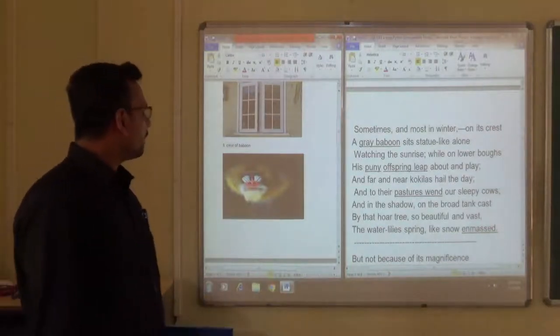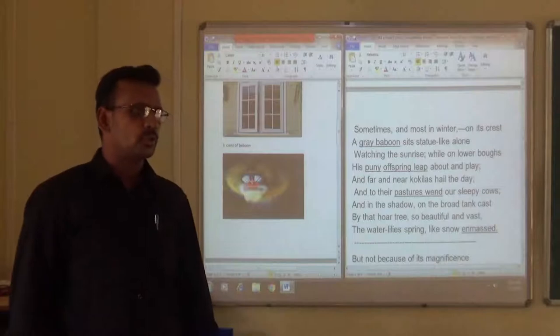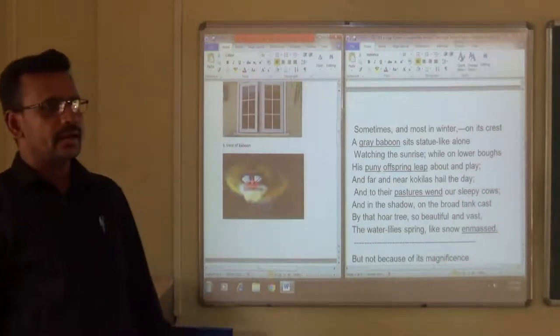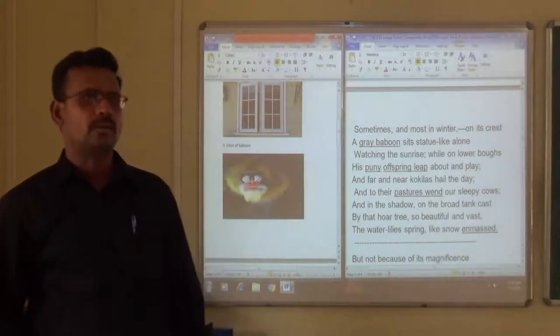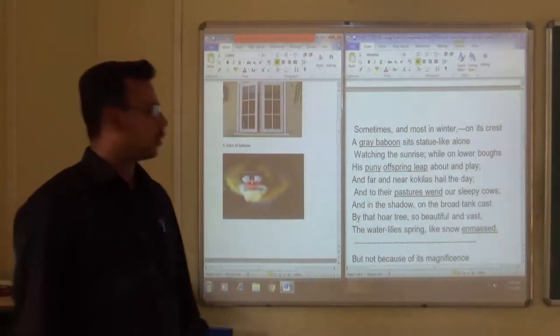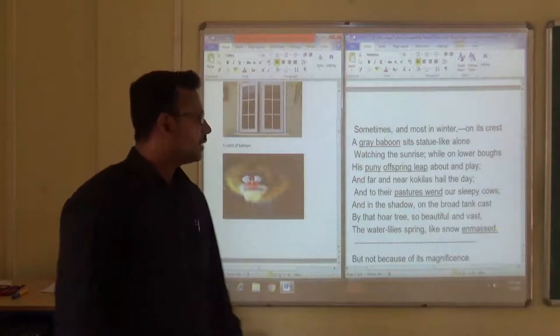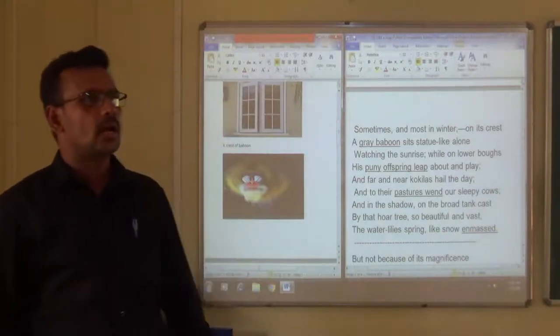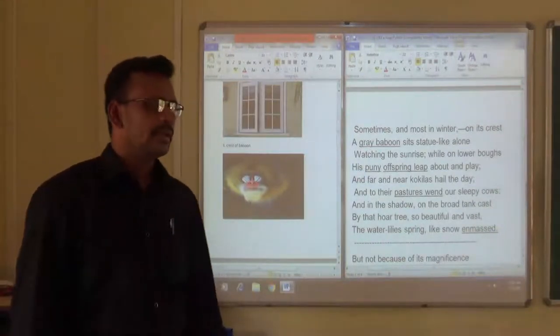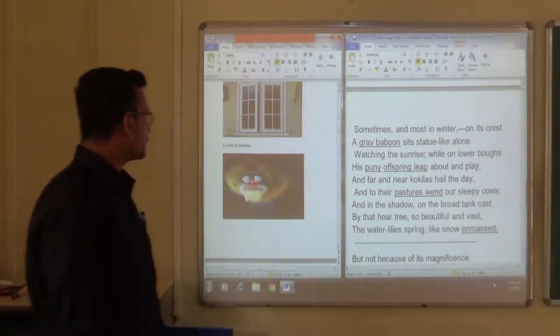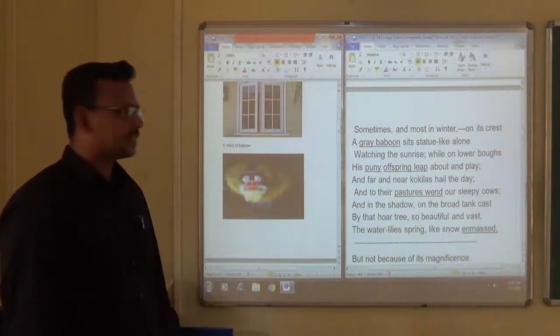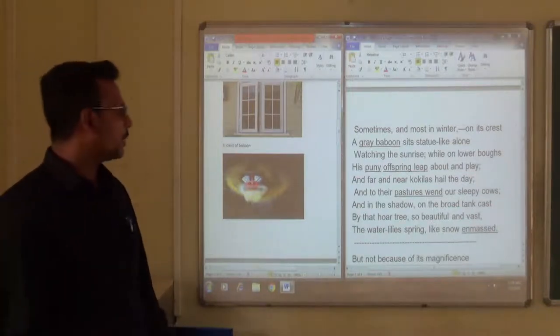So, a grey baboon sits statue-like. The word statue means idle. There is no reaction or movement from the baboon. So, a grey baboon sits statue-like alone. It was sitting alone in the Casuarina tree. And then the next line says, watching the sunrise while on lower boughs.